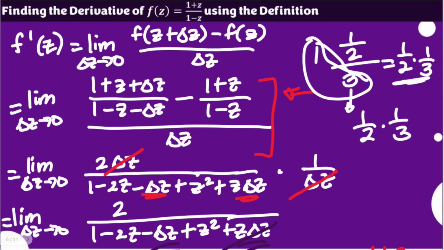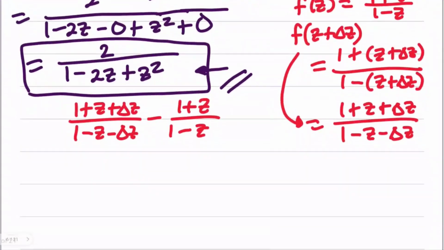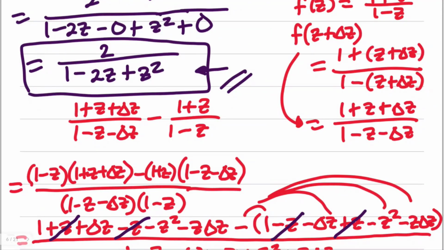We were able to identify the derivative of the given function, 1 plus z all over 1 minus z, using a definition. We had all of these processes that allowed us to reach an item equivalent to this: 2 over 1 minus 2z plus z squared, or could also be written previously as 2 over 1 minus z squared, if I'm correct. Yes, that's also its other form.